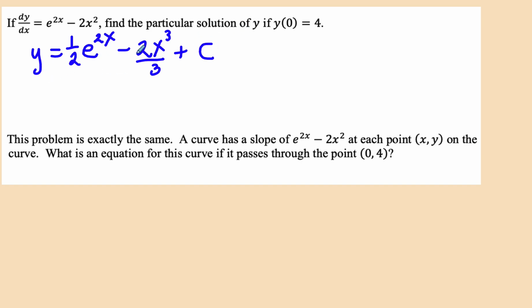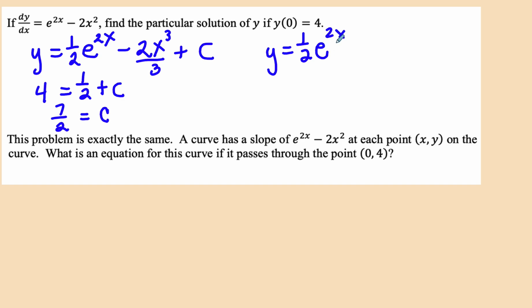And now we want to find a particular solution, so this will be 4 is equal to, when I put a 0 in there, that will be 1/2 plus c, and therefore c will be equal to 3.5, and 3.5 is 7/2. So now we can write our particular solution, which is 1/2 e to the 2x minus 2x cubed over 3 plus 7/2.